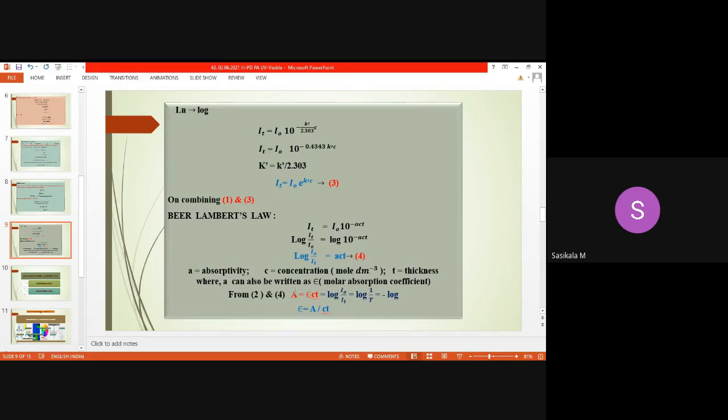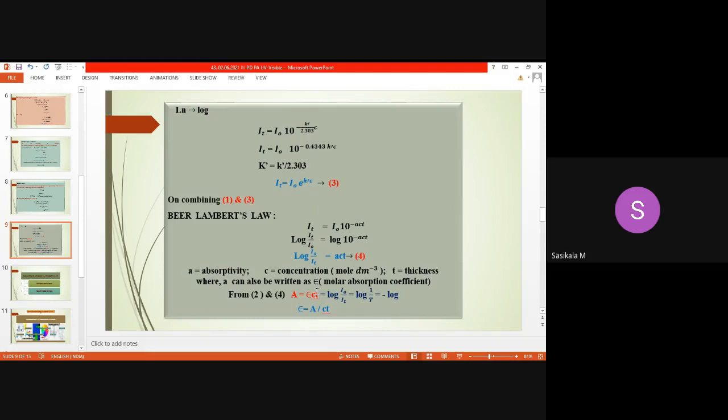So by passing the UV radiation, you will get absorbance in the instrument. That is the capital A, absorbance of that solution. Absorptivity is a standard value. Concentration is unknown. You don't know the concentration. The absorptivity value is standard, and concentration is compared with the absorptivity value, which you will get from the official pharmacopoeia. And T is thickness.